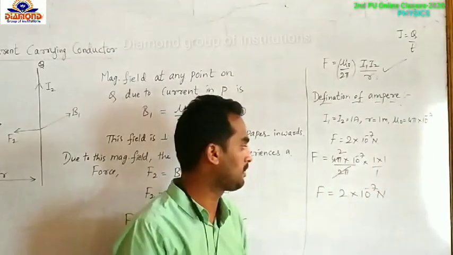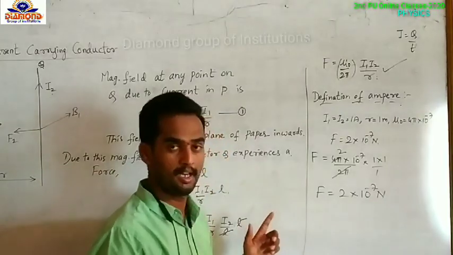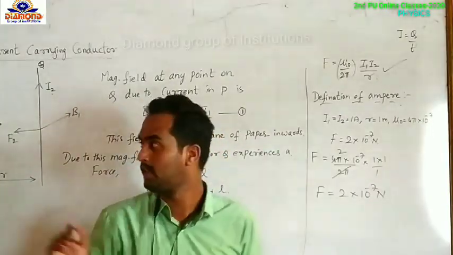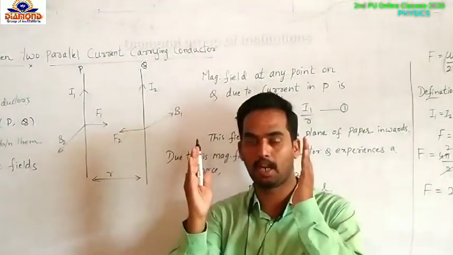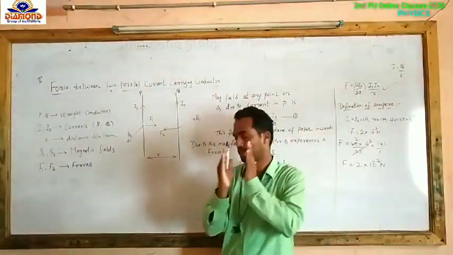I am using the word attraction because when the current in each conductor is in the same direction, the two conductors attract each other.